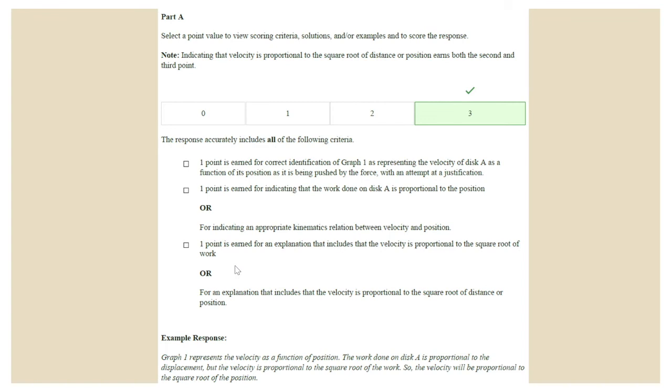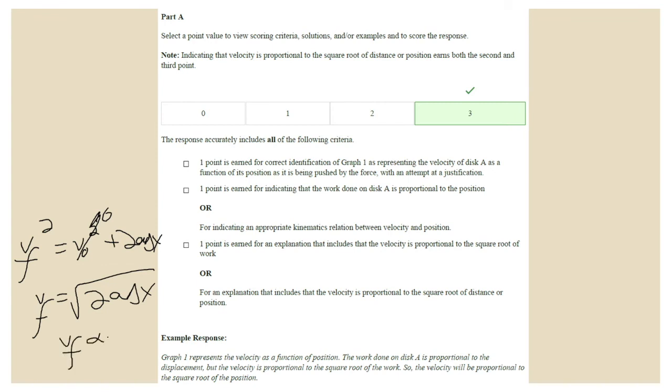Now notice here, I think that this would be important to point out, you could also earn the point for indicating an appropriate kinematics relation between velocity and position, and for an explanation that includes that the velocity is proportional to the square root of the distance or the position. If you chose, and this I often encourage you not to do, but if you're talking about kinematics in an energy problem, Vf squared equals V naught squared plus 2a delta x, when an object is at rest, it is absolutely the case that the final velocity is the square root of 2a delta x, meaning the final velocity is directly proportional to the square root of x, which would give you the exact same answer. So either way you say that one, it works.